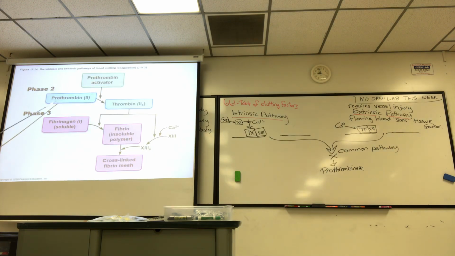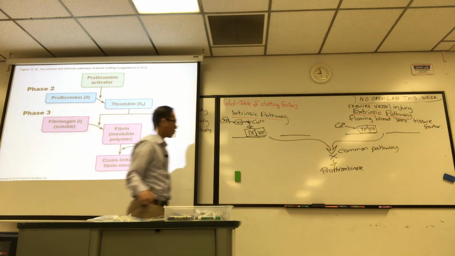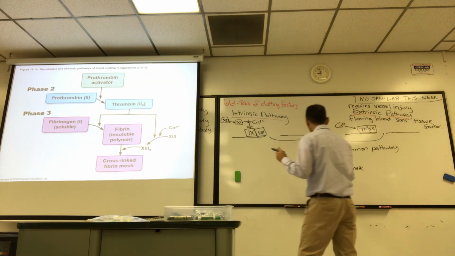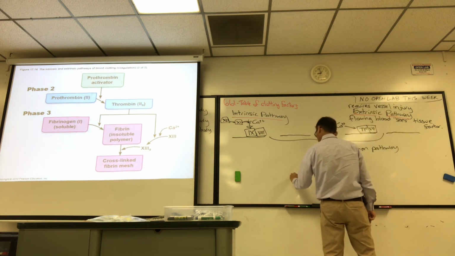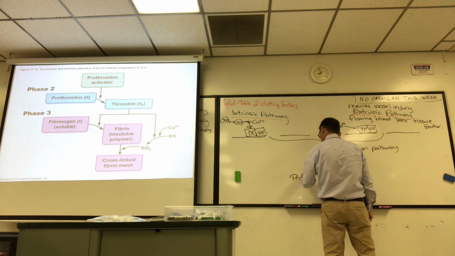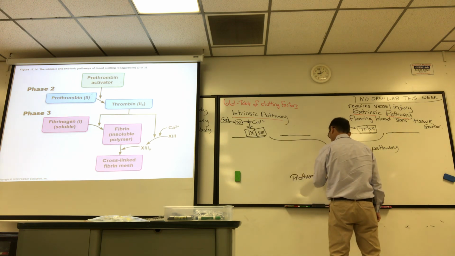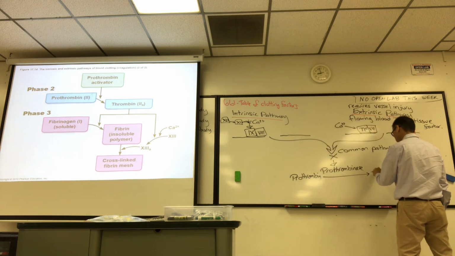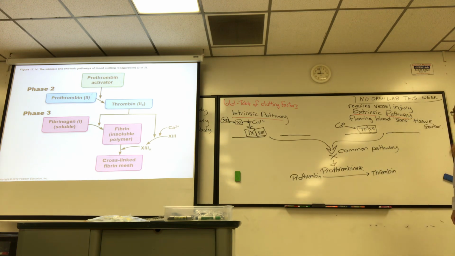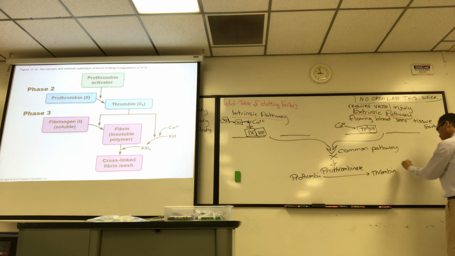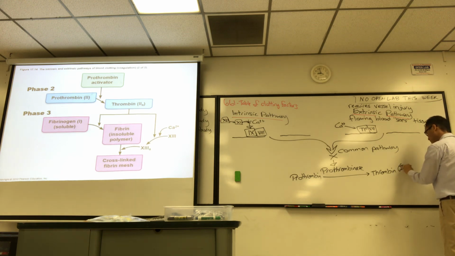Here's our prothrombin activator. What it does is take clotting factor 2, prothrombin, and convert it to its active form, thrombin. Let me write on the bottom of the board here. Prothrombinase is an enzyme that will convert prothrombin to thrombin. That's the active form. That is clotting factor 2. I'll put a Roman numeral 2.